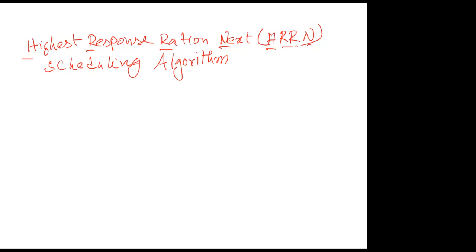At first, let's see what HRRN is and its properties. What are the properties of HRRN? HRRN is a non-preemptive algorithm. This is one property.